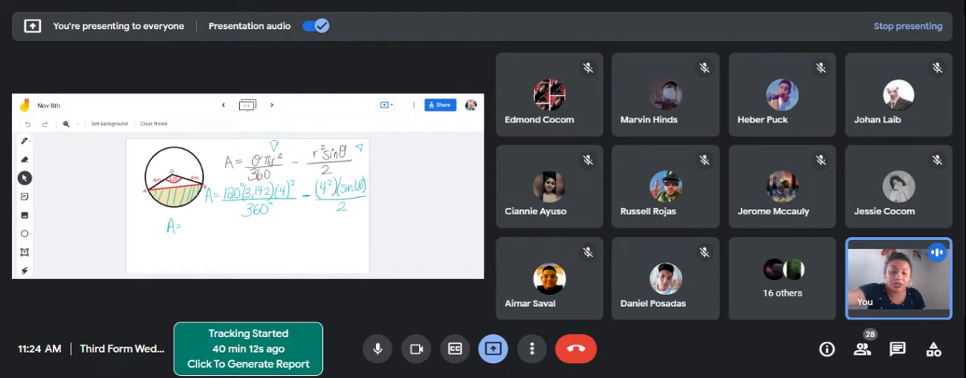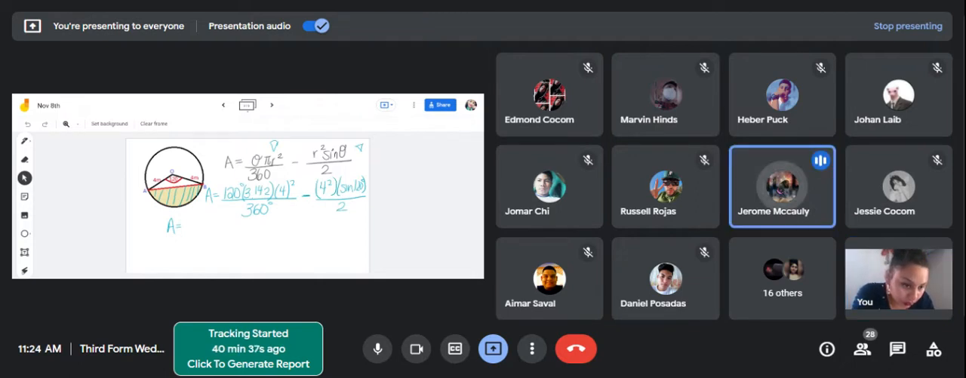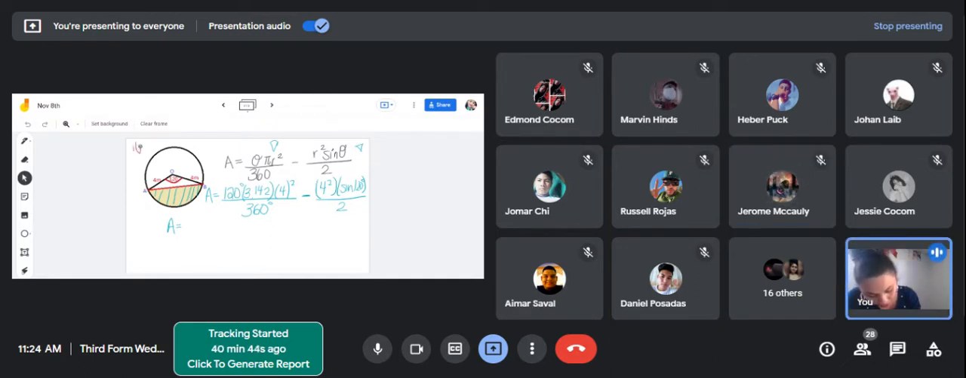So everybody understood the substitution that I did there? Yes, miss. Okay. In your calculators, we're going to do the first part first, simplify that, and then simplify the second part. So in this one, step by step, right? Yes, Jerome. For the area of a sector, 16.8. That's what you got.